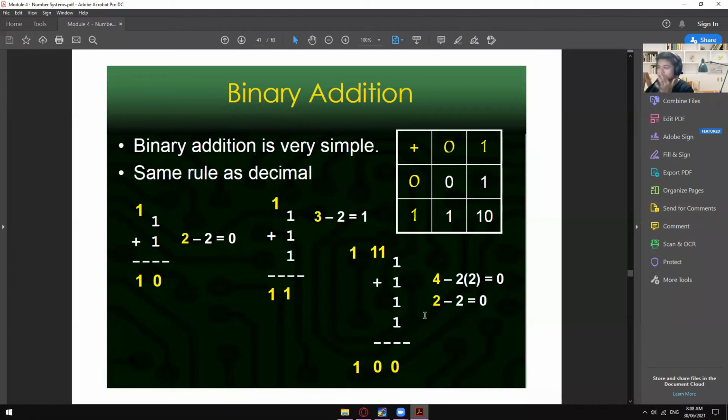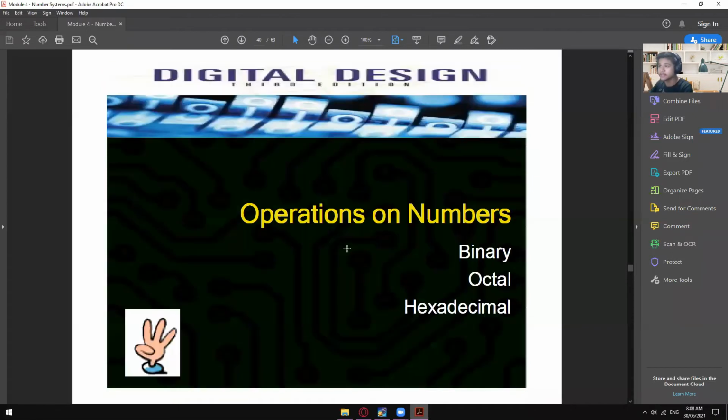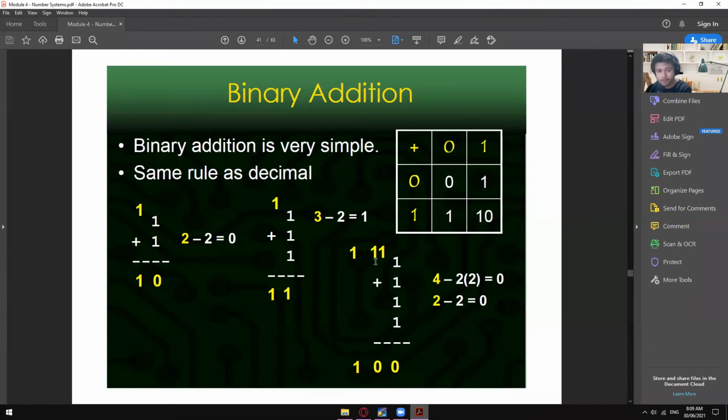Okay then, let us now proceed with the operations and numbers. We're going to talk about binary, octal, and then hexadecimal. First is the binary addition. This is just super simple. Binary addition is very simple, same rule as decimal. So in here, 1 plus 1 is 10, 1 plus 1 plus 1 is 11, 1 plus 1 plus 1 plus 1 is 100, and so on and so forth.